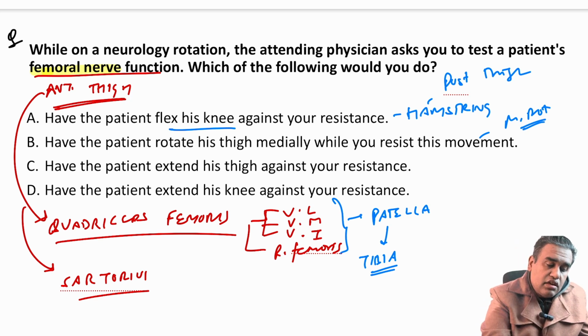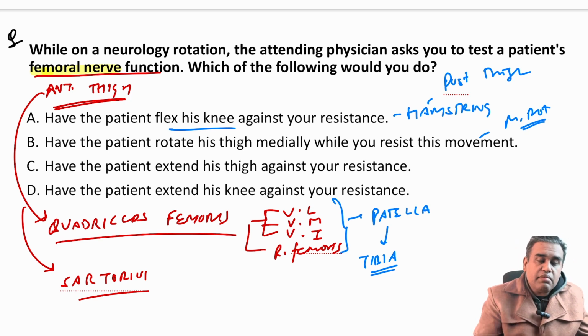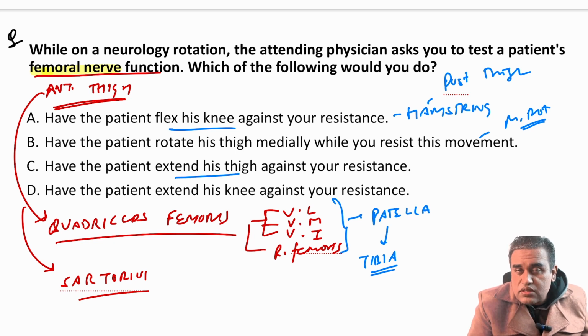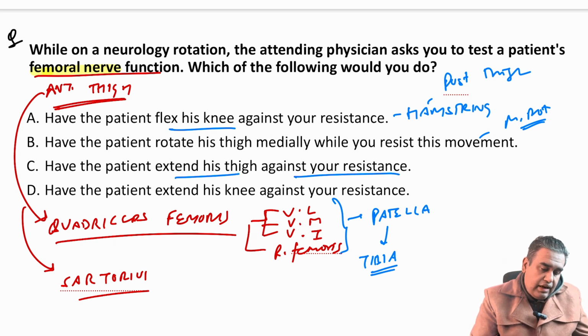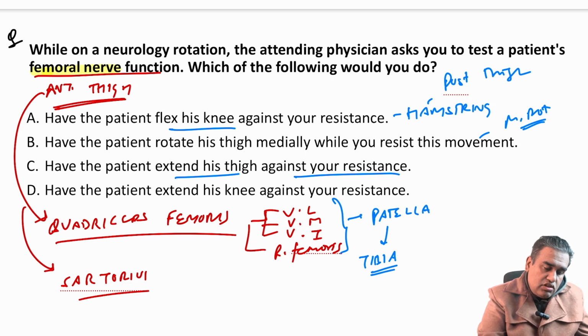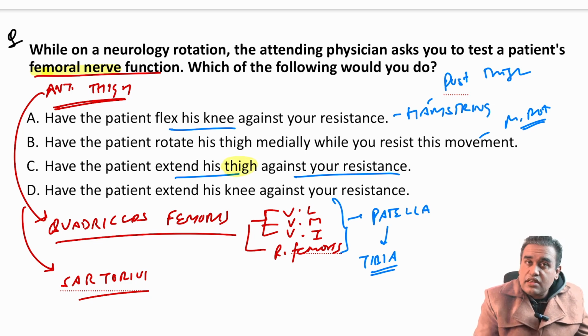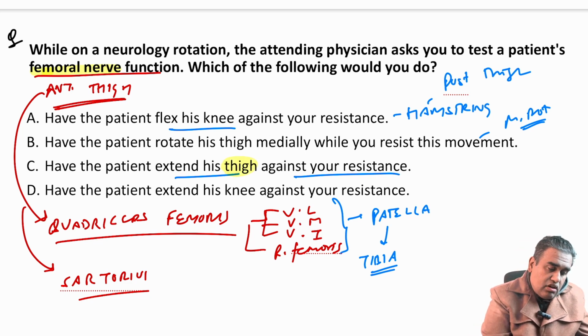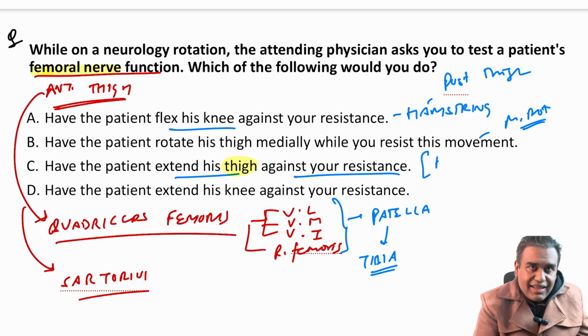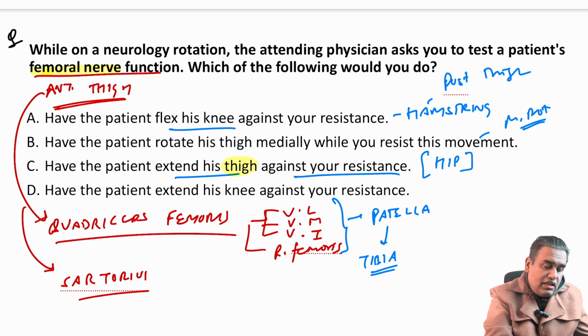This is the medial rotation of the thigh. There are different muscles for this, like the anterior fibers of gluteus medius and minimus. Have the patient extend his thigh against your resistance. Now this seems like the right answer. But here the extension is of the thigh, not of the leg. Extension of the thigh will happen at the hip joint.